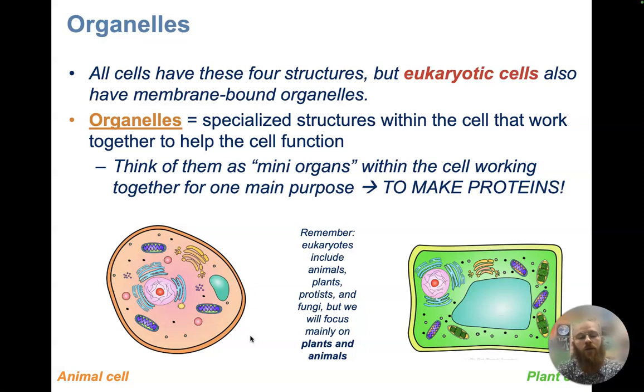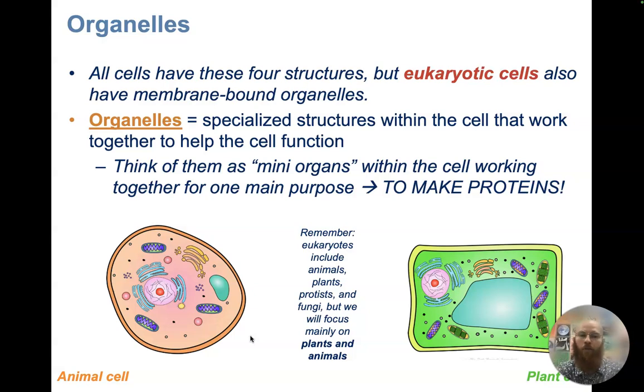Each one of these organelles that we learn about moving forward has its own unique functions, its own contributions to the overall health and function of the cell. You can think of it like this: if the cell is like a body, then each of these organelles is like a little mini organ within the cell that works together for one main purpose. And that main purpose, as we've alluded to several times now, is to make proteins. That is the end-all, be-all.